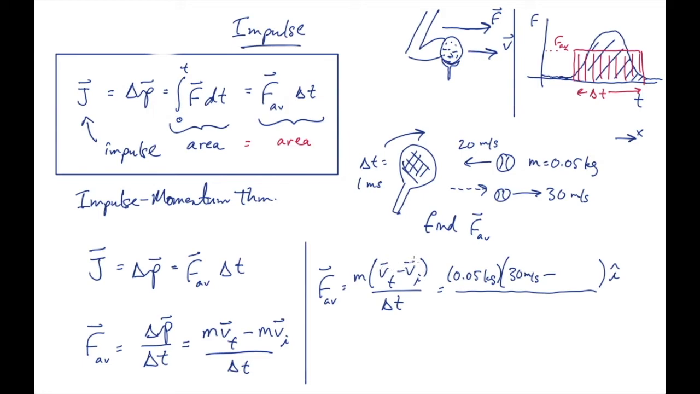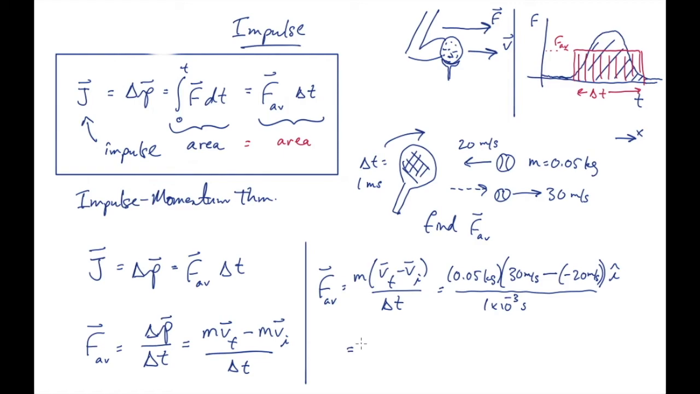Before the ball is hit by the racket, it's moving to the left in the negative x direction. So the x component of the initial velocity is minus 20 meters per second. So we're going to subtract off minus 20 meters per second. Watch for those negative signs. Momentum is a vector. Direction matters. And we'll divide this by the time that the ball is in contact with the racket, and that's 1 millisecond. 1 times 10 to the minus 3 seconds.